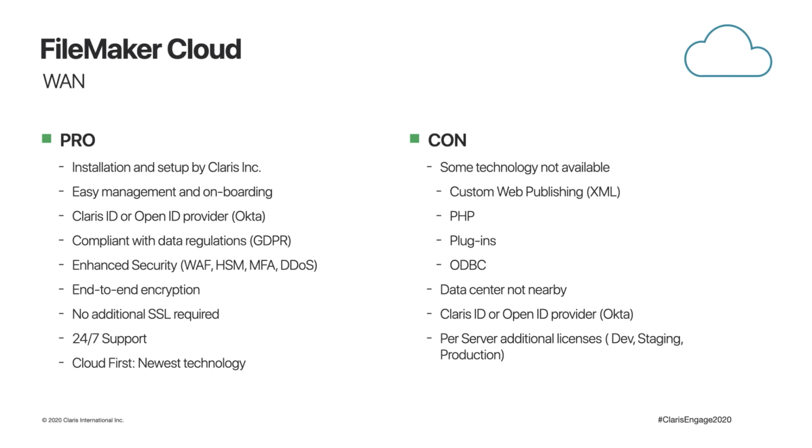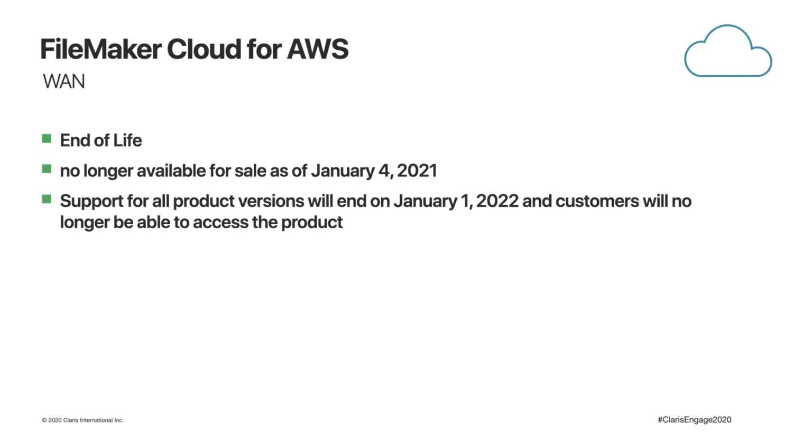There was a last option, FileMaker Cloud for AWS. I mentioned it shortly. Well, this is the previous product before we had FileMaker Cloud, and it has reached end of life. So it's not a good idea to look into that product to set up new hosting solutions. It was no longer available for sales from January 2021, and support ends on the 1st of January 2022. So this is no longer an option for you to host the FileMaker solution in the cloud.